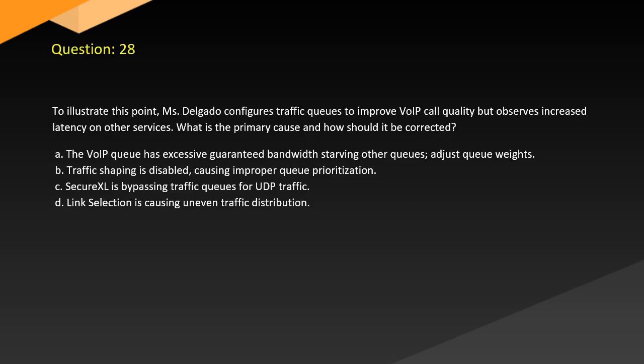Question 28. Delgado configures traffic queues to improve VoIP call quality but observes increased latency on other services. What is the primary cause and how should it be corrected? A. The VoIP queue has excessive guaranteed bandwidth, starving other queues. B. Traffic shaping is disabled, causing improper queue prioritization. C. SecureXL is bypassing traffic queues for UDP traffic. D. Link selection is causing uneven traffic distribution.